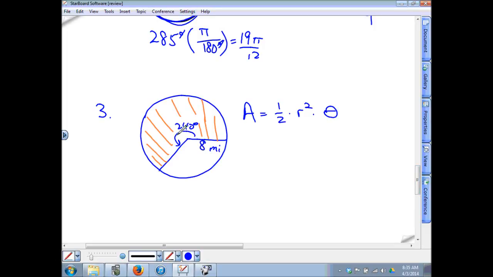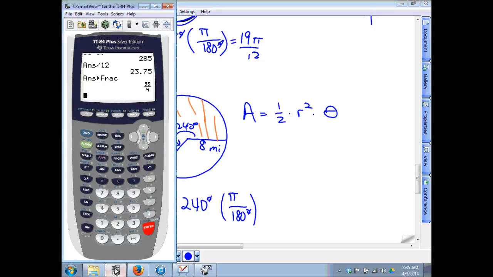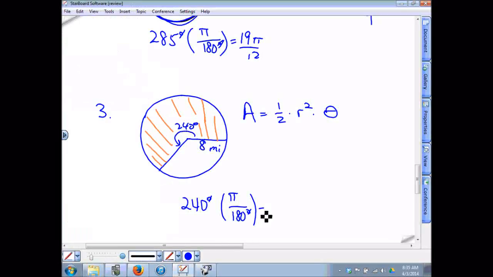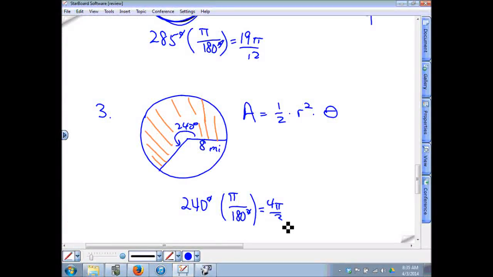So we don't know the angle in radians. This has to be in radians. 240 degrees is no good for this formula. So, same conversion factor, pi over 180 degrees. Degrees are gone. You need to know 240 divided by 180 as a fraction. It's 4 over 3. So the angle is 4 pi over 3.